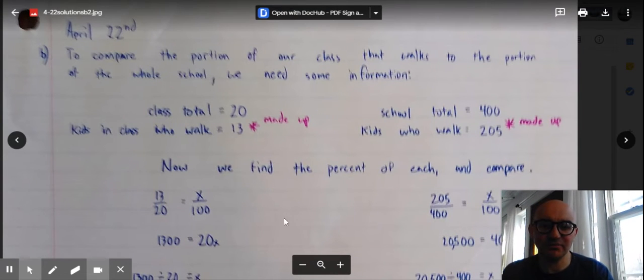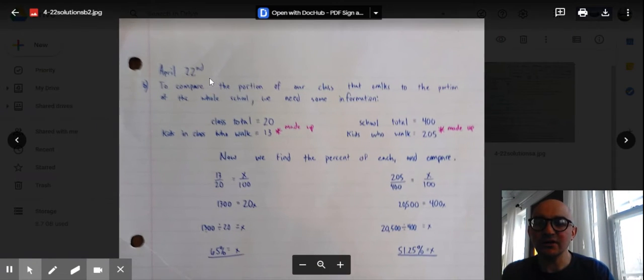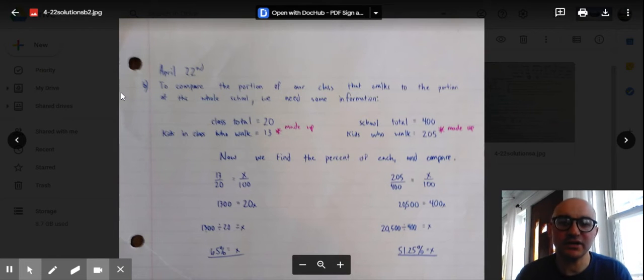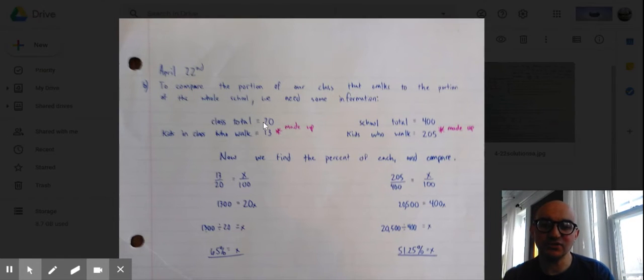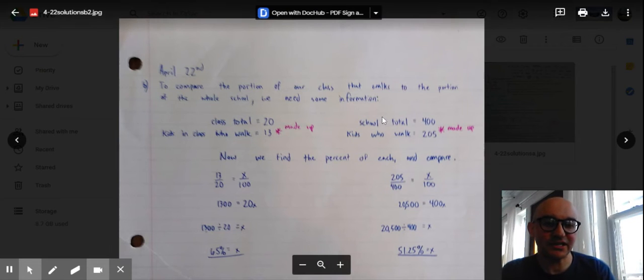For B and C, the last part here, this is not the most focused picture. It's a little fuzzy, but I think we can make sense of it. To compare the portion of our class that walks with the portion of the whole school that walks, we need some information. So I just wrote down some information here. Room 6, we have 20 total students. I made up that 13 of you guys walk. I have no idea truly how many of you walk, but maybe when we get back into school, that would be a fun problem to actually do.